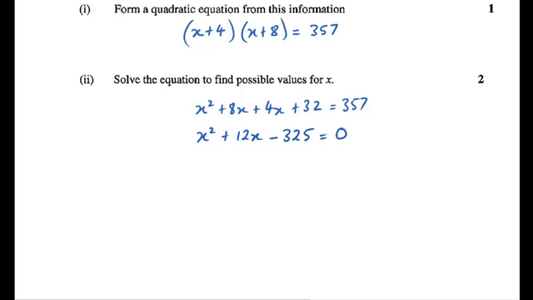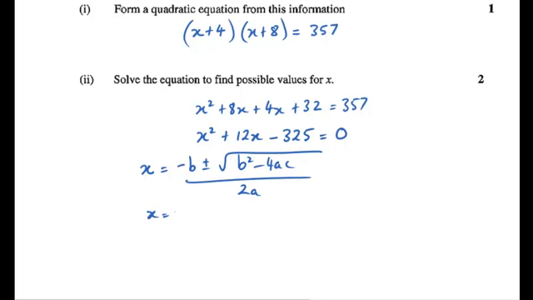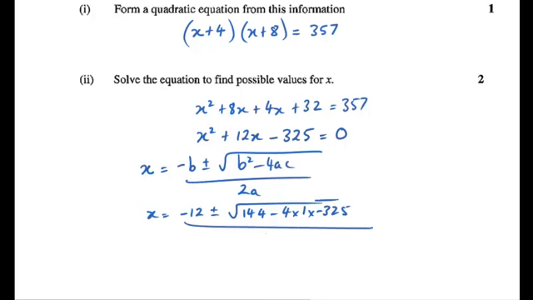Now, it's possible that there are 2 whole numbers that multiply to give negative 325 and add to give 12. But I can't think what they are, and if you can't think what they are, then use the quadratic formula. So again, quadratic formula, x equals negative b plus or minus the square root of b squared minus 4ac all over 2a. Negative b would be negative 12 plus or minus square root of b squared is 144 minus 4 times a is 1 times c is negative 325 all over 2 times a, which is 2.